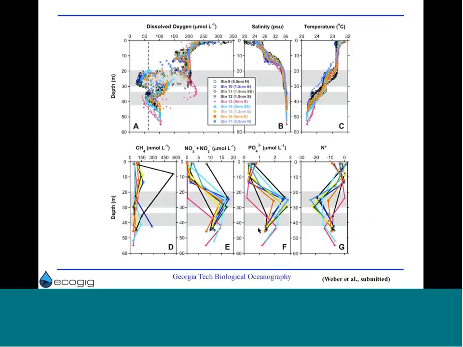These are data from a manuscript currently in review. It was written by one of my students, Sarah Weber. I'm going to focus on just a couple of the panels here. The upper left panel, panel A, shows oxygen concentrations at a variety of locations within 6 or 7 nautical miles of the wellhead. Now, two things to note. There's a huge amount of variability on that spatial scale.